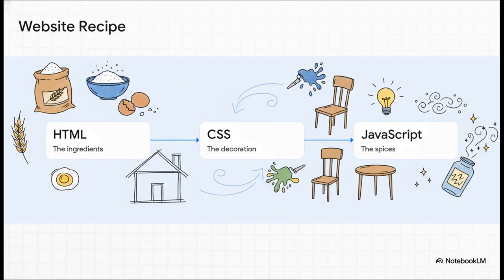Then you've got CSS, which is cascading style sheets. This is all the fun stuff, the decoration. It's the paint color, the furniture, the cool lighting. It's what makes everything look good. And finally, we've got JavaScript. These are the spices. This is the magic that really brings the whole thing to life.